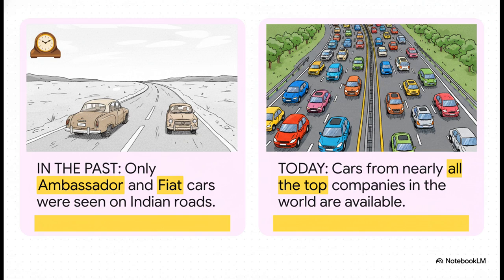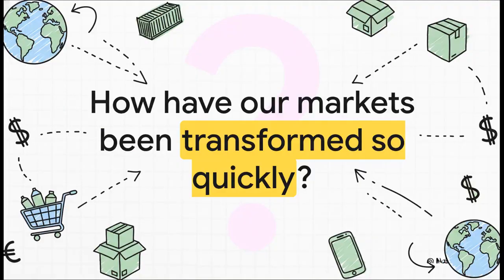And it's not just about cars, right? Think about your mobile phones, your televisions, even your clothes. The amount of choice we have today is huge compared to what it was just 20 years ago. So, this brings us to a very important question. How did this big change happen? And how did it happen so fast? What is the reason behind this incredible transformation of our markets?